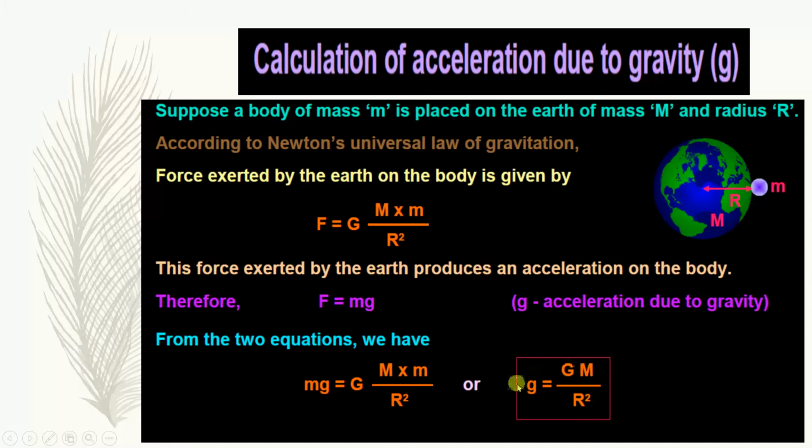So from the formula it is clear that g depends upon the gravitational constant, जो कि constant है, fixed value है. Mass of the planet, that is the mass of Earth, वो भी fix है. Radius of Earth r वो भी fix है. So g की value भी fix है on the surface of Earth.